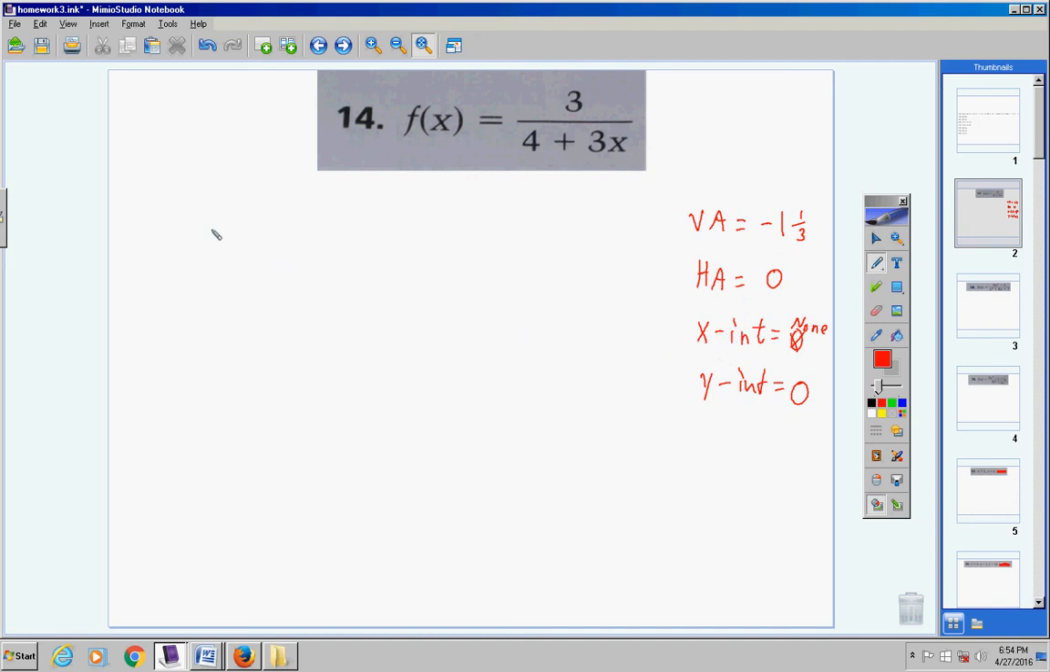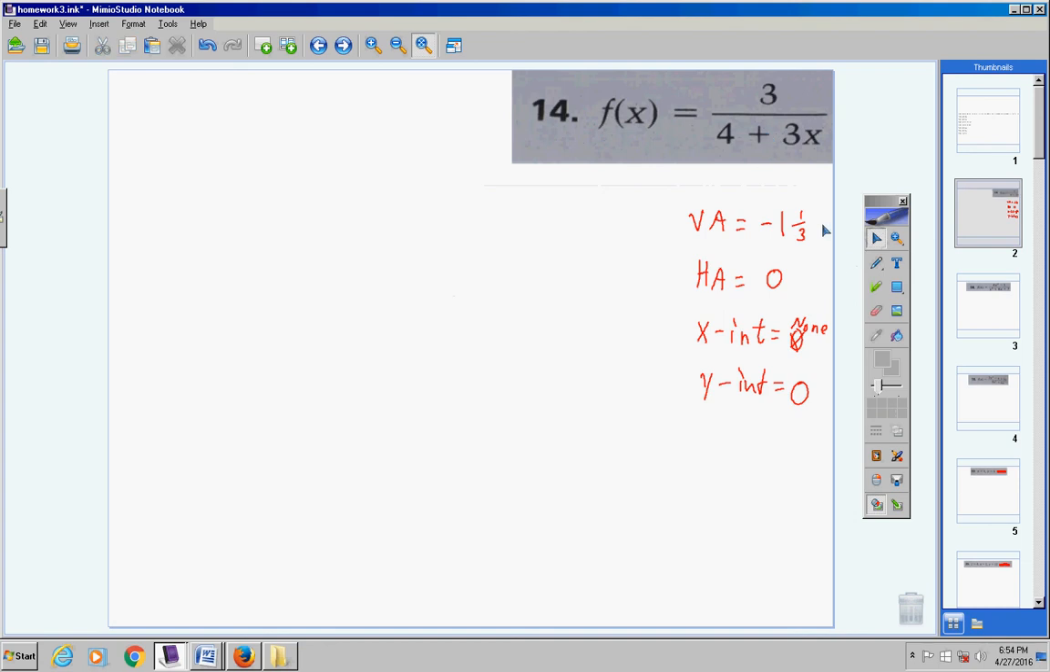Then we come over here and we realize, now listen carefully, students. This is where a lot of students get lost right here, okay? So please listen to me carefully. Your vertical asymptote always dictates what you put in for your x values. Let me say that again. Your vertical asymptote, or asymptotes plural, dictate what you put in for your x values.